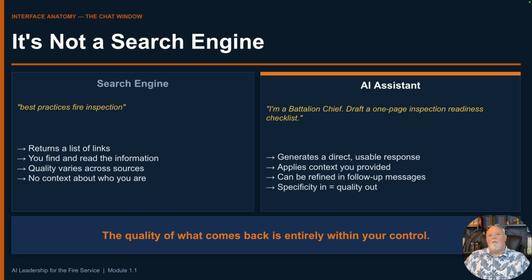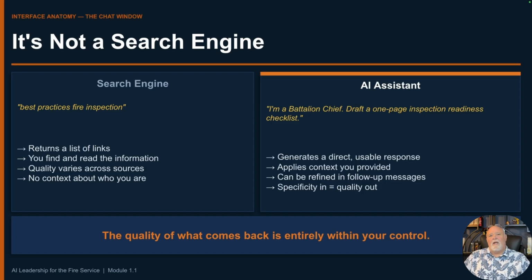This is the most important reframe for anyone picking up an AI tool for the first time. This is not a search engine. A search engine takes a few keywords and gives you a list of places to go look. An AI assistant takes your actual question and generates an actual answer. The quality of that answer depends entirely on the quality of what you put in.